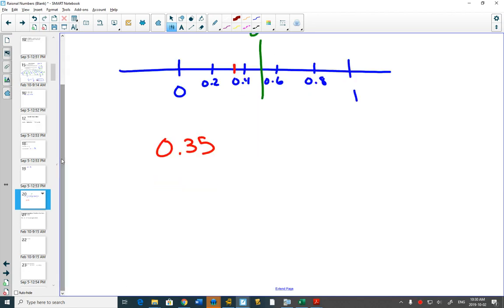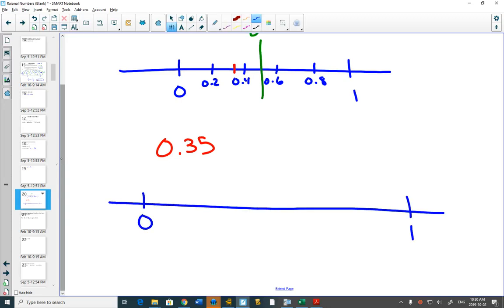What would you have if I had my number line from 0 to 1 and I decided to do 10 sections? What would one of the sections be? It would be 0.1, right, which is 1/10. If you went from 0 to 1, and they just divided it into 2 sections, that one would be 0.5.